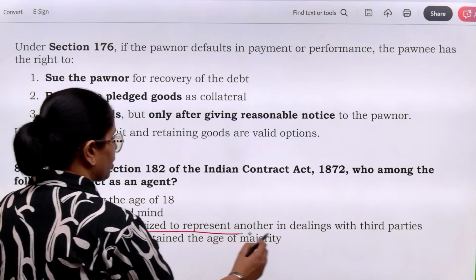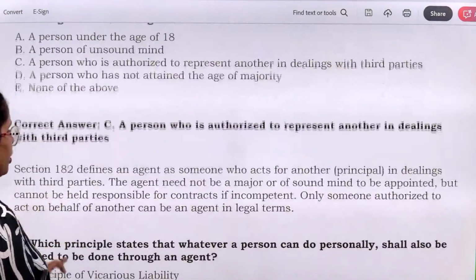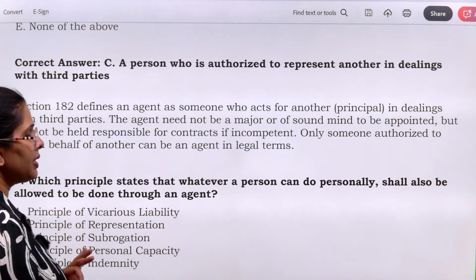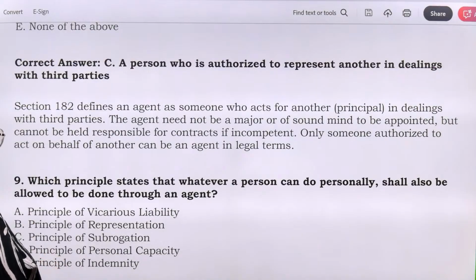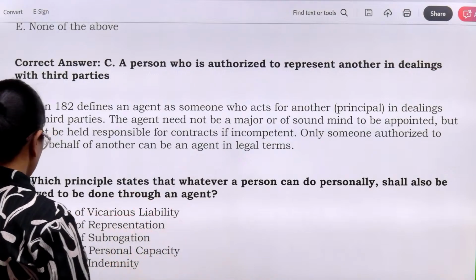So, a person who is authorized to represent another in the dealings with the third party, that person is authorized to act as an agent. Now, which principle states that whatever a person can do personally shall also be allowed to be done through an agent? This principle is called the principle of representation. That means one person can represent you.